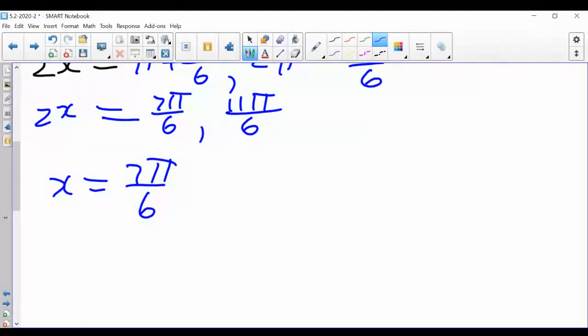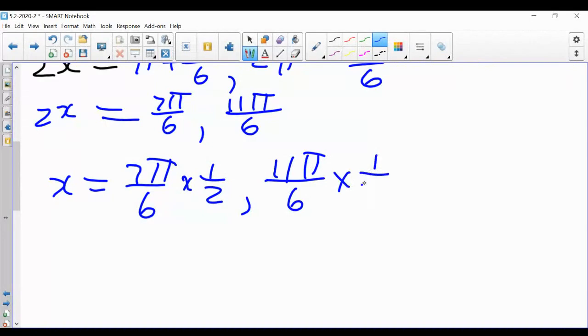What's a good way to divide a fraction by 2? Anybody think of a good way? Multiply by a half. Well done, Donna. We're going to multiply that by 1 over 2. You're absolutely right. So let's do that for the first one and for the second one. Multiply by a half. That's a good way to divide by 2. So we have two answers so far for x. One answer is 7 pi over 12.